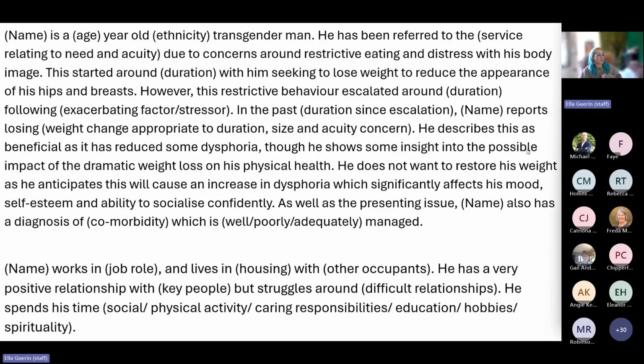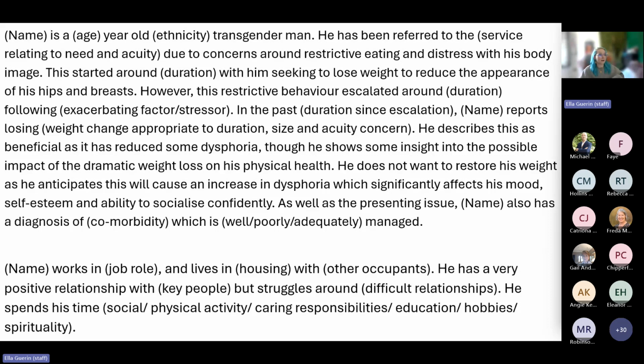In the past 6 months, Sam has reported losing, and then here you would insert a weight for this case study proportionate to his size, the acuity, and how long things have been going on for. I don't do numbers around weight, so we're going to skip that point, but you get the idea. And he's described this weight loss as being beneficial as it's reduced some of his feelings of dysphoria. So he perceives this as a really positive outcome, but he does show some insight into the possible impact of this dramatic weight loss on his physical health. So he's got really good insight there.